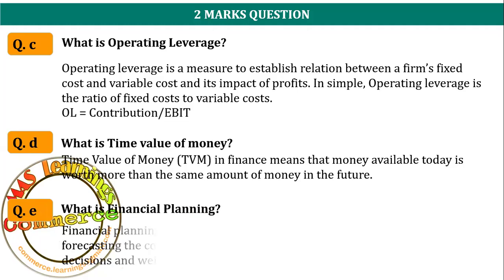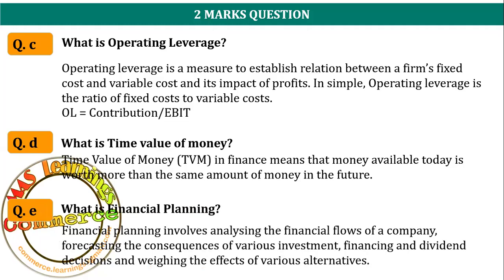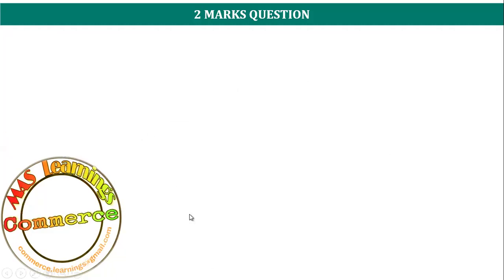Next, what is financial planning? Financial planning involves analyzing the financial flow of a company, forecasting the consequences of various investment, financing and dividend decisions, and weighing the effect of various alternatives. That is, you have to plan where you have to invest, from where you have to raise funds, how much dividend you have to distribute and how much you have to retain. All these things come under financial planning.